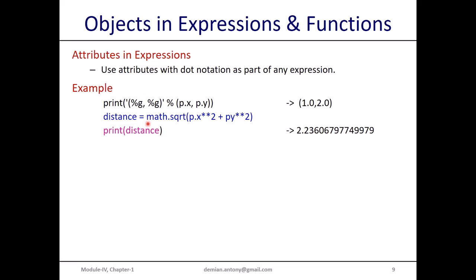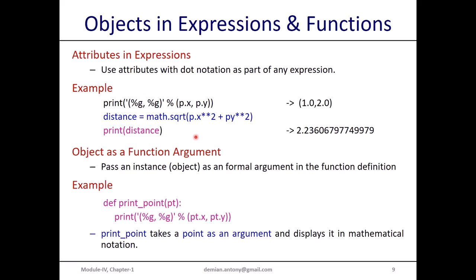We can also use the attributes in arithmetic expressions as well as other expressions. Here is an example. We have used this attribute in the arithmetic expression. We are taking the square of the points, and then we are taking the square root of x square plus y square, and once we print this value, distance, we get 2.2 and 3. This is how we can use these object attributes in an expression with the dot operator.